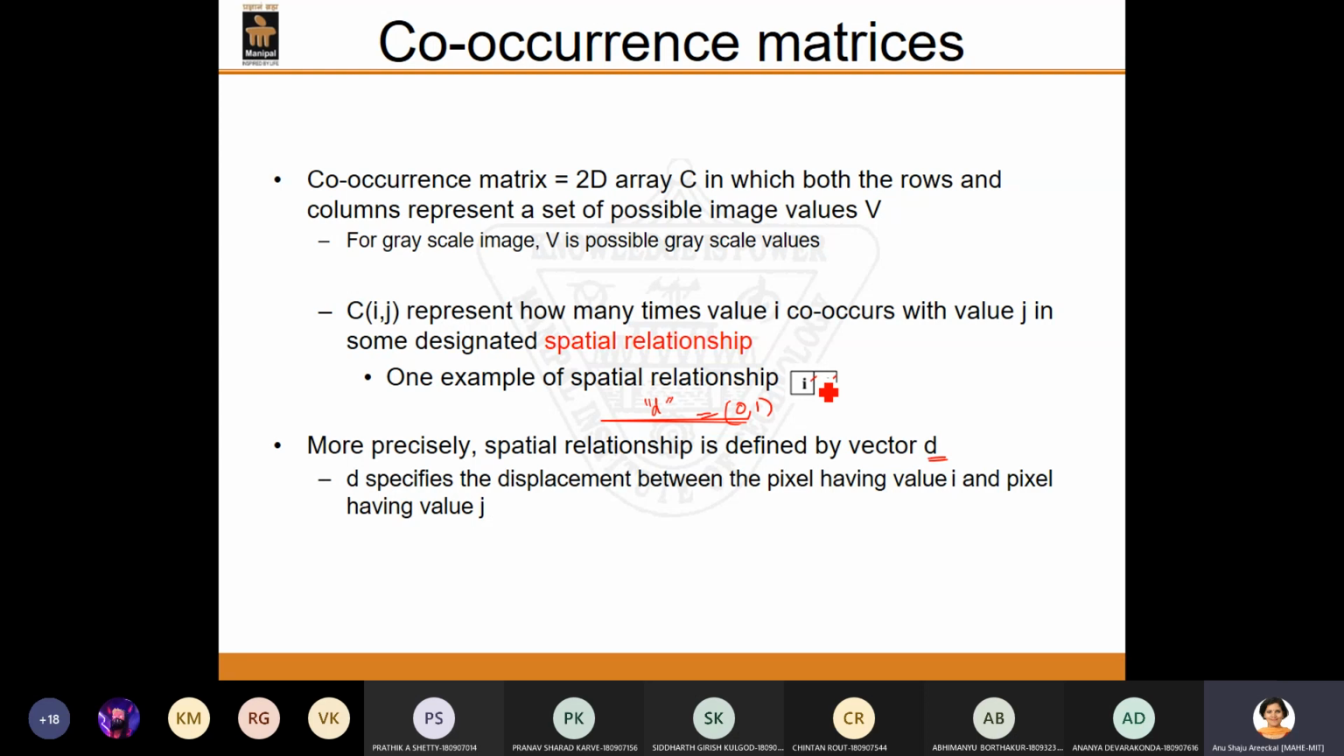Now, when it is co-occurring together, this is the pattern that we're looking for. What GLCM does is, for all possible values of I and j, it calculates a matrix which shows how many times each pair occurs in this particular pattern within a given image.